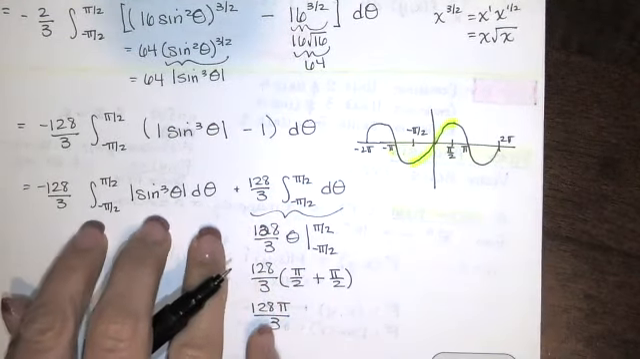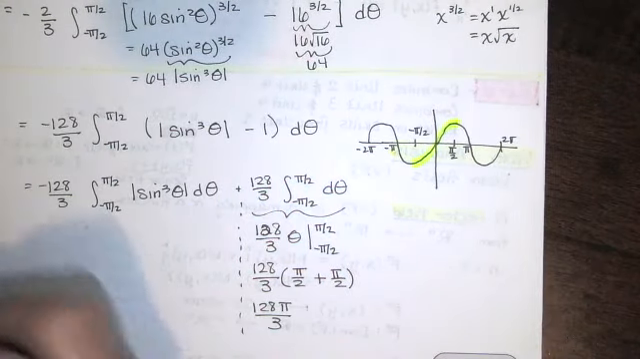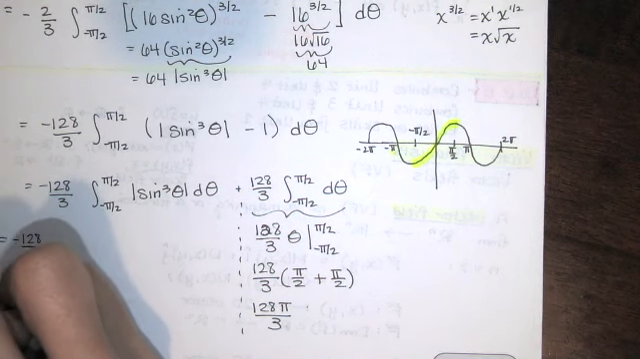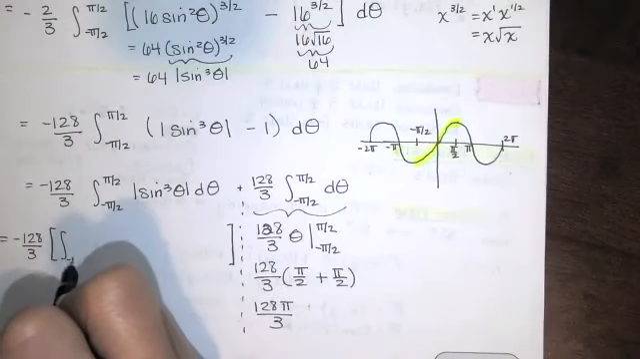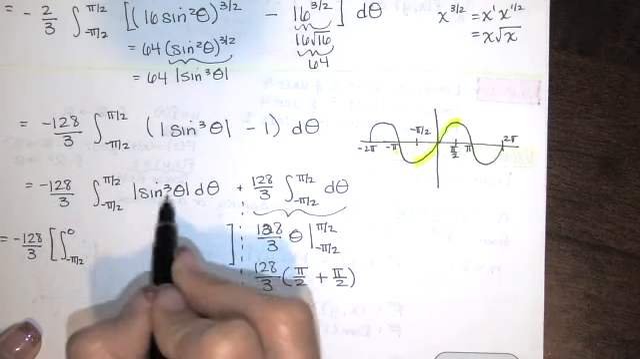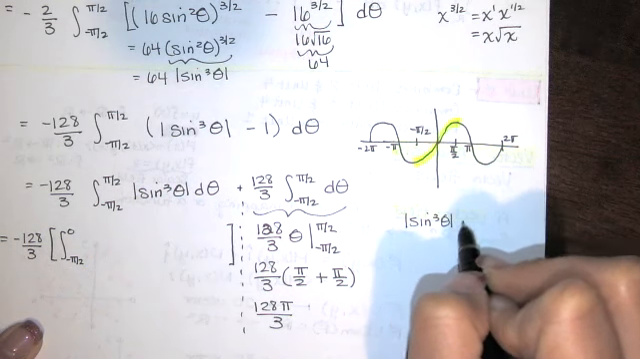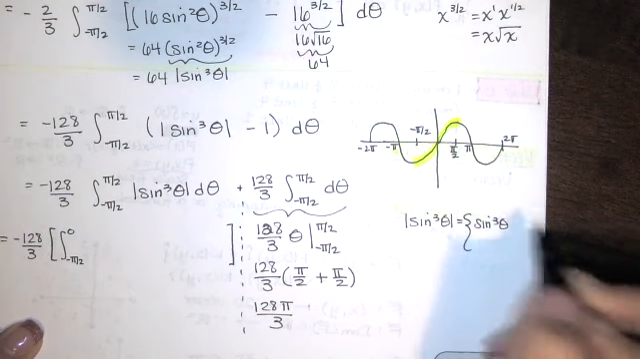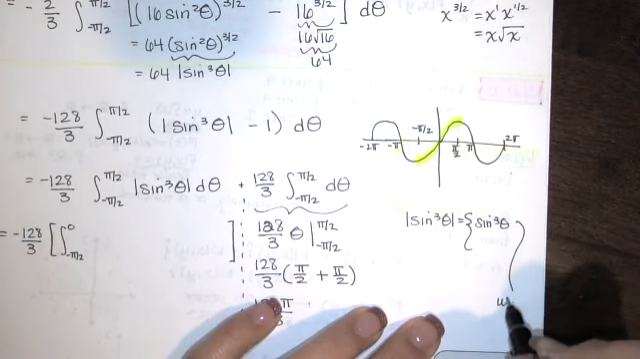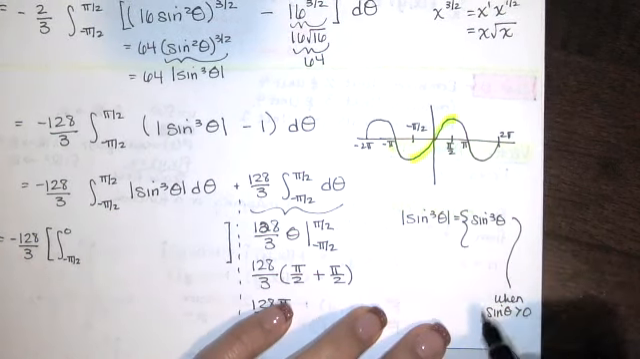Now I also have to evaluate this piece, and then we'll add them together. Now this is negative 128 over 3 times the sum of 2 integrals. One from negative pi over 2 to 0 of the absolute value of this function. And again, that's going to be just that function when sine is positive. And sine of theta is positive on the interval from 0 to pi over 2.